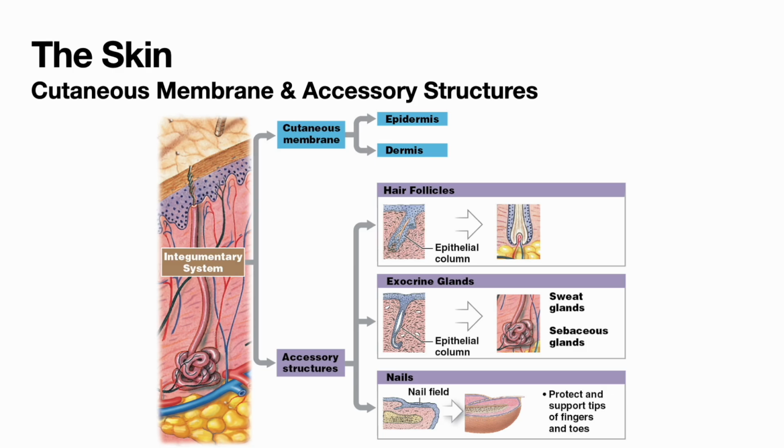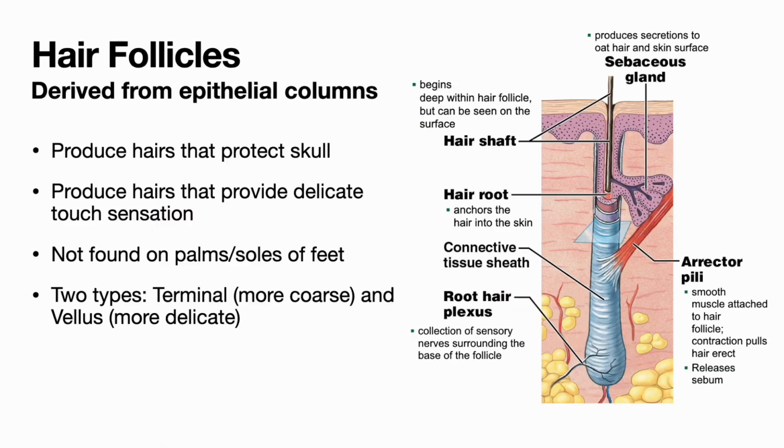Now we're going to focus on the accessory structures of the skin in this lecture. So we're going to look at the hair follicles, we're going to look at exocrine glands, and we're going to look at the nails. And then we'll finish out by talking a little bit about the effects of aging on the integumentary system and also injury to the integumentary system and how the system handles that.